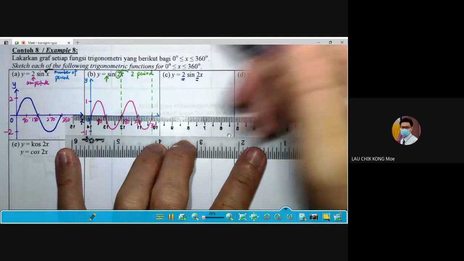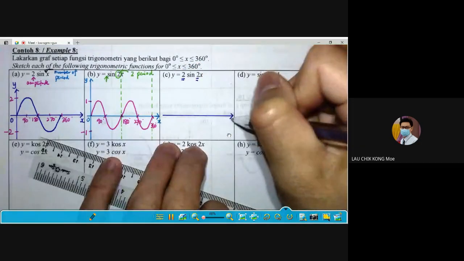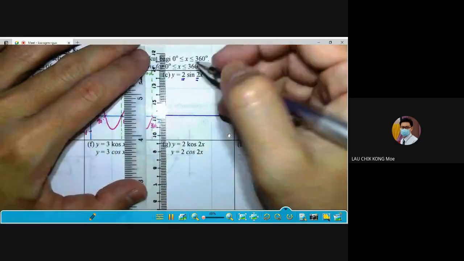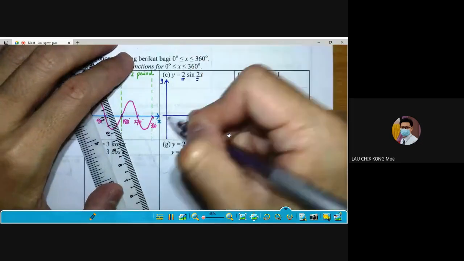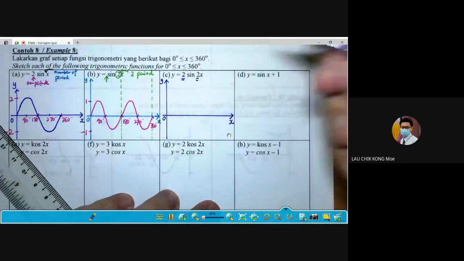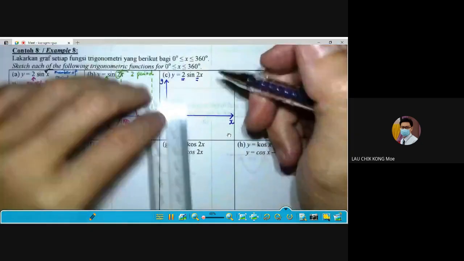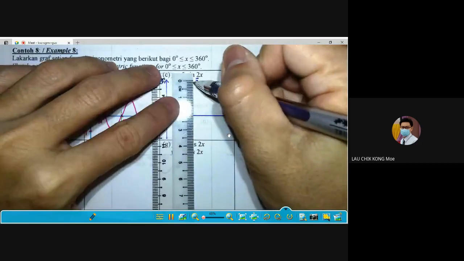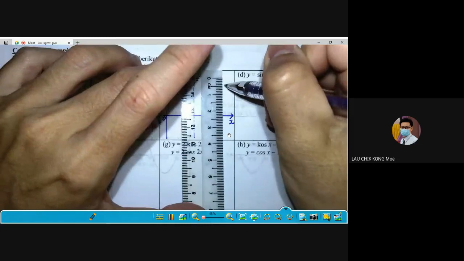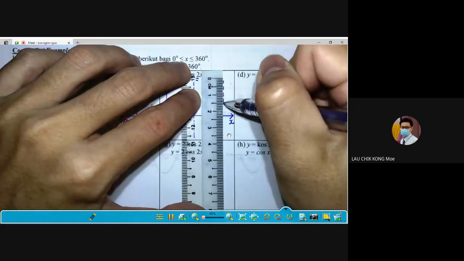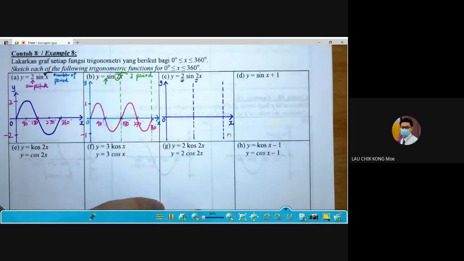We draw it. This is the x-axis, and then this is the y-axis. This is 0. Now we have 2 periods: 1 and 2. If you don't want to draw the columns, it's okay, no problem. But make sure that your graph is balanced.